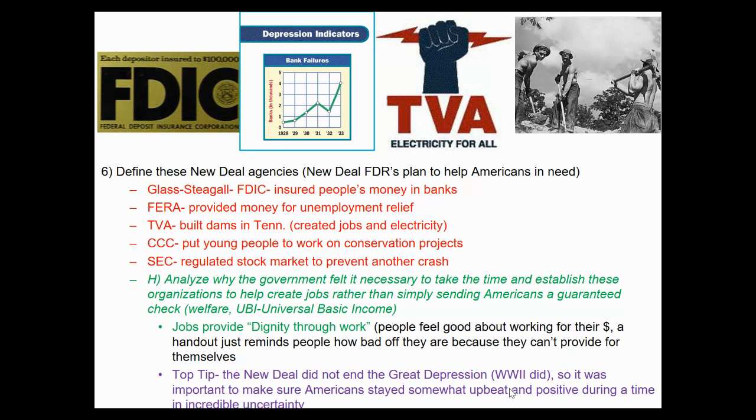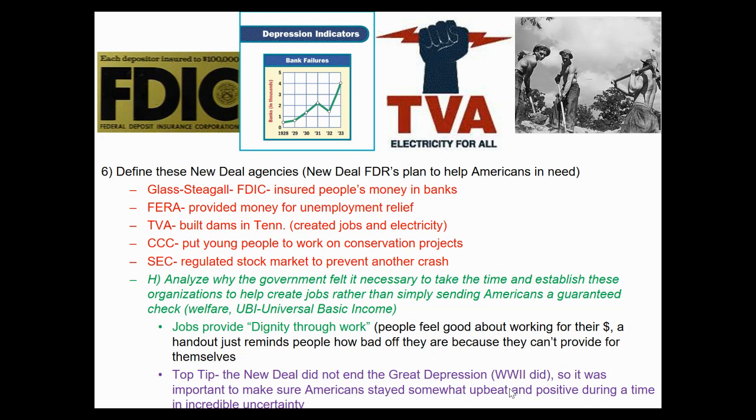Here's a top tip, guys. The New Deal, and you'll see this in just a second, did not end the Great Depression, right? World War II did, okay? So it was important to make sure that these programs allowed Americans to stay somewhat upbeat and positive in a time of incredible uncertainty.